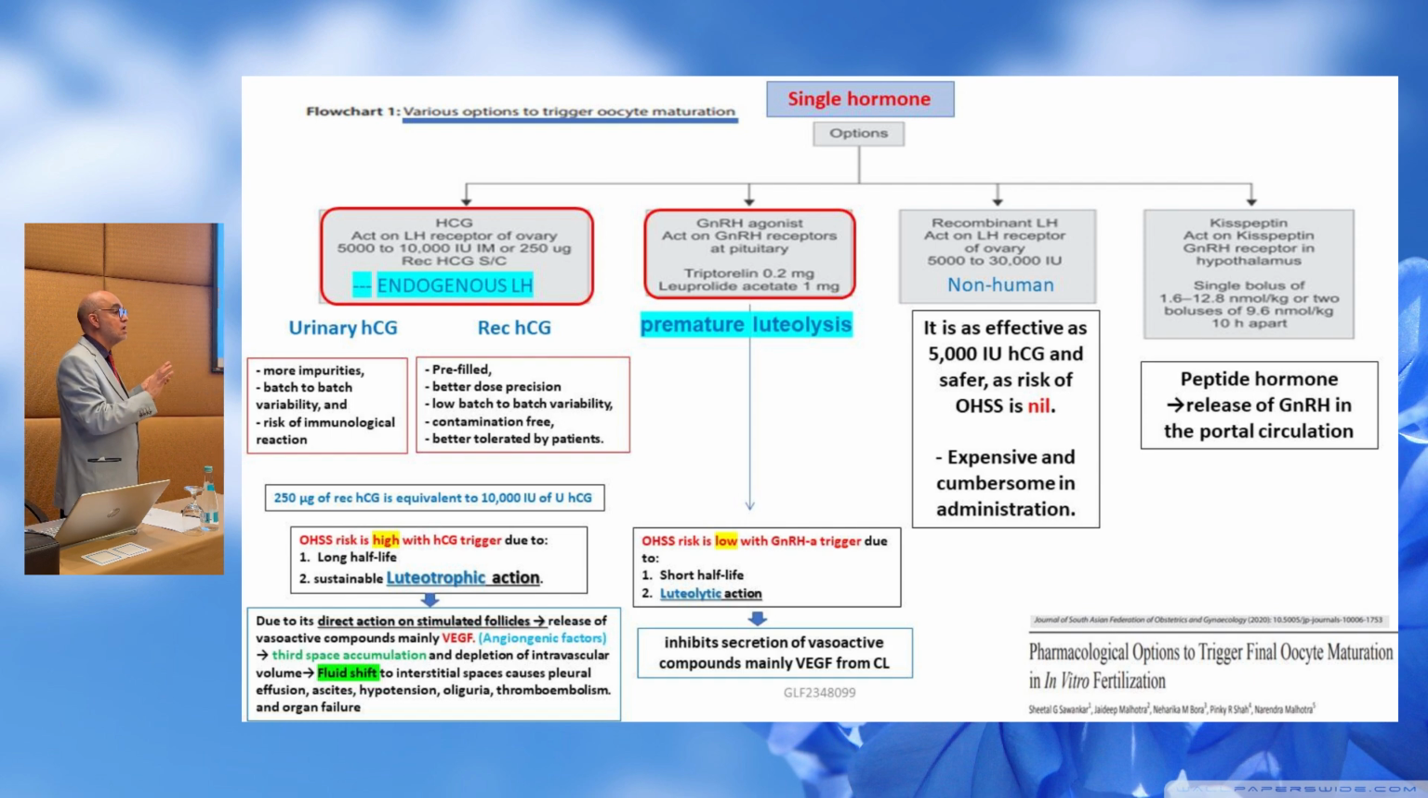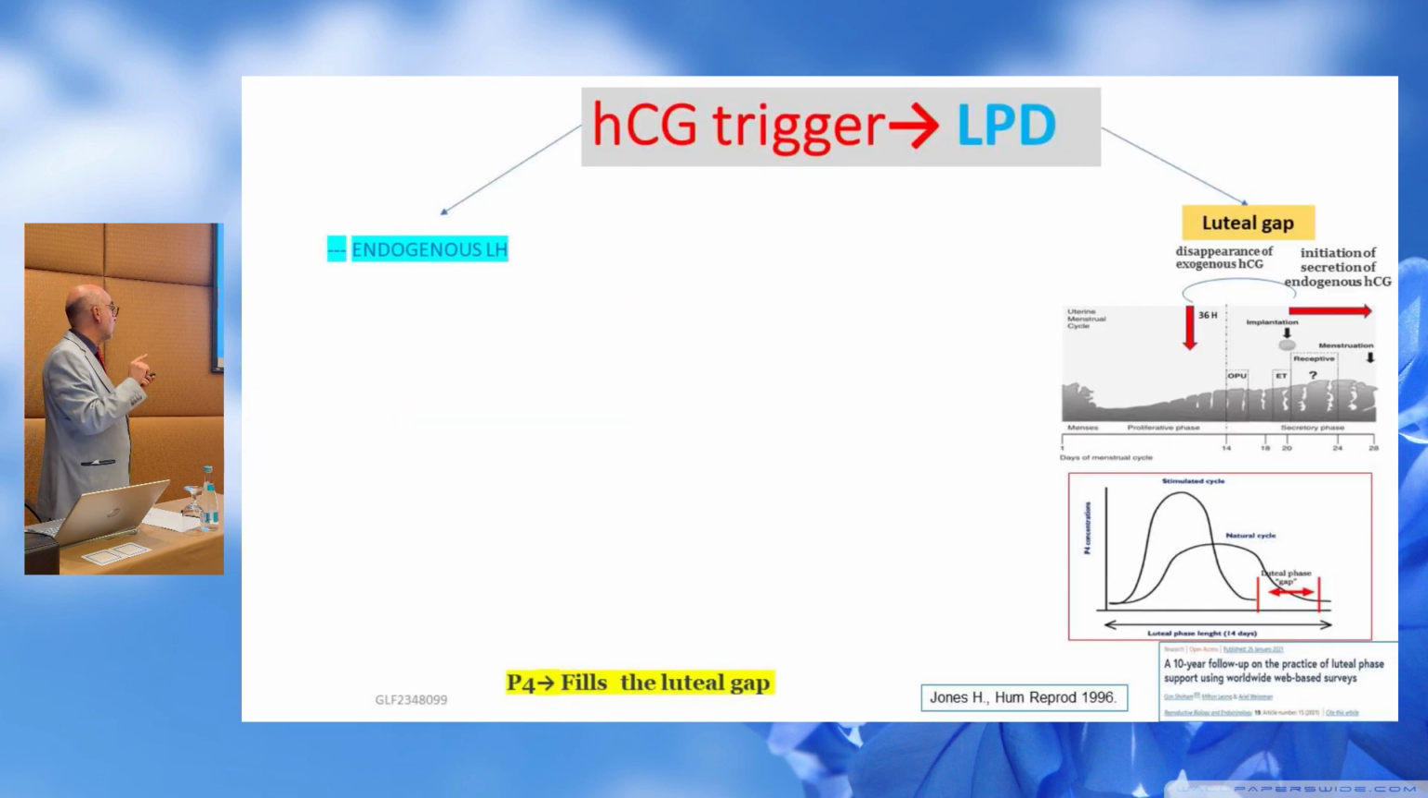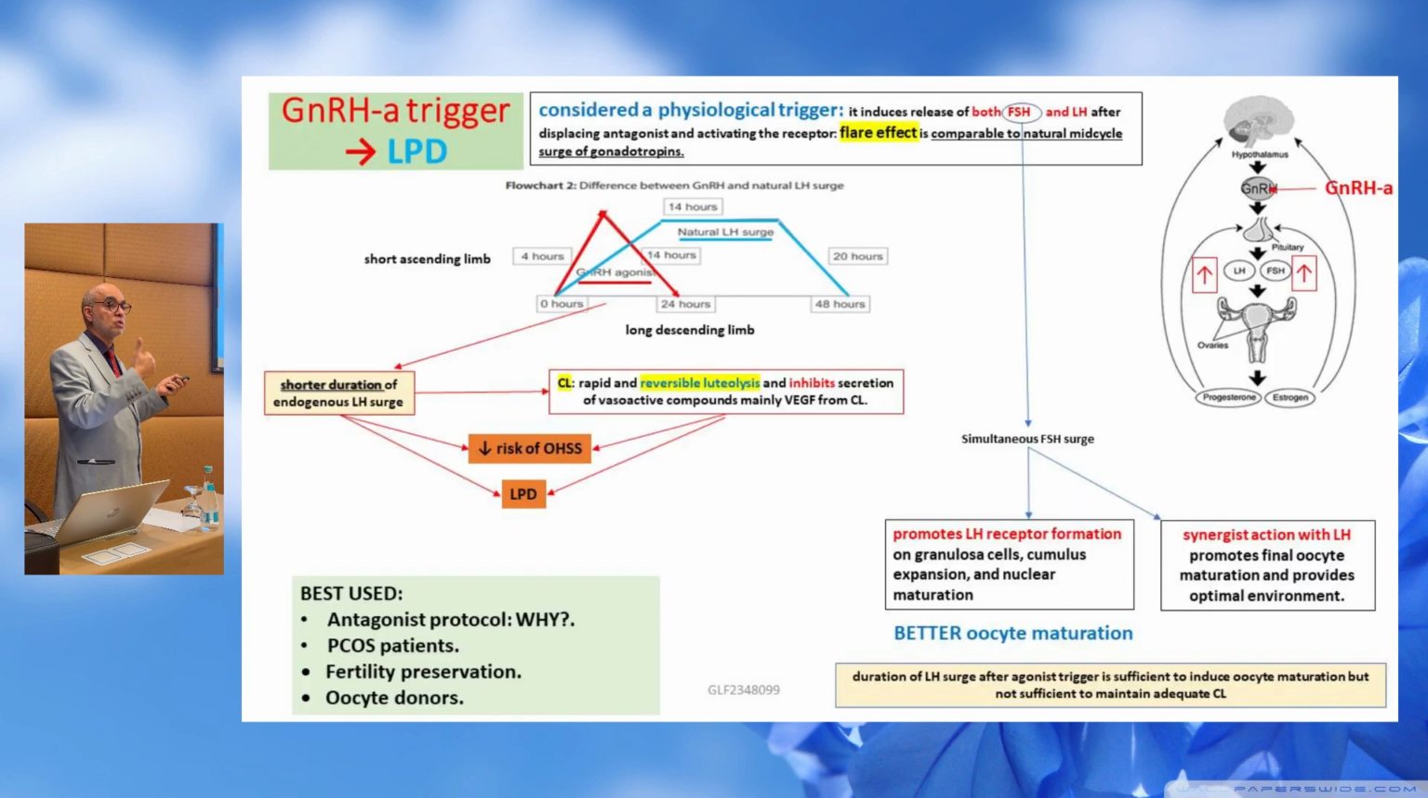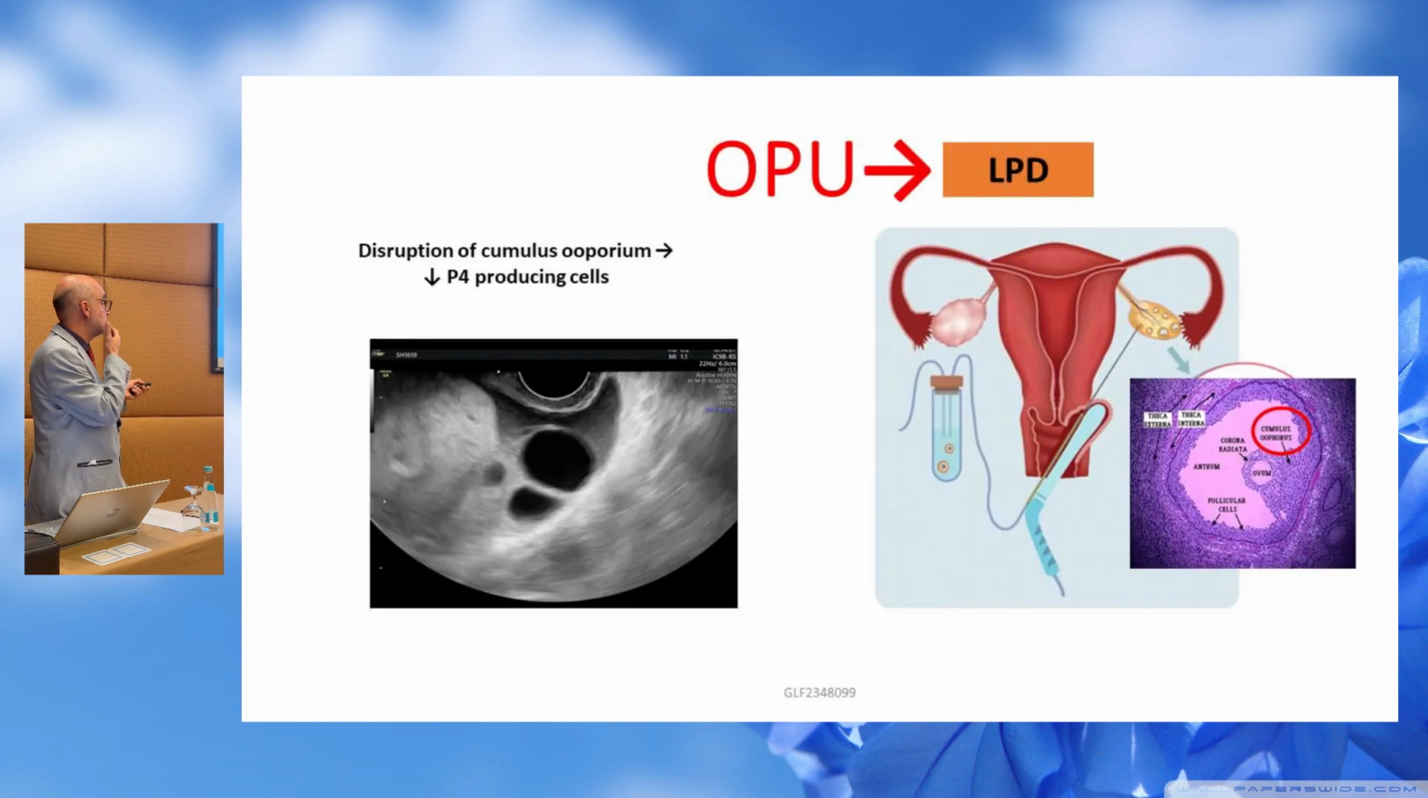So HCG is a cause of luteal phase defect because of inhibition of endogenous LH and luteal gap between the exogenous and endogenous HCG. Regarding the GnRH agonist, it is good regarding minimizing the risk of ovarian hyperstimulation, but it will lead to luteolysis and luteal phase defect. Well, what about the ovum pickup?